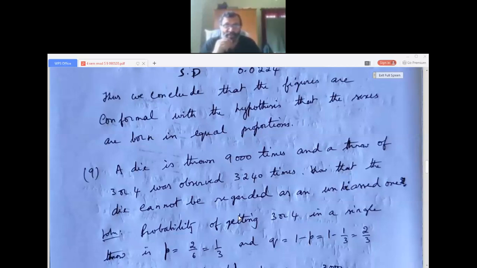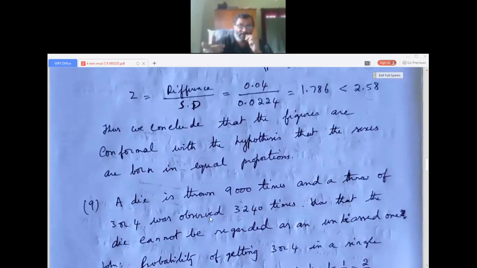Show that the die cannot be regarded as an unbiased one. Again, I repeat: show that the die, see the hypothesis, cannot be regarded as an unbiased one. You have to be very careful. So it should be biased. So what we think is it is biased. Is it not?